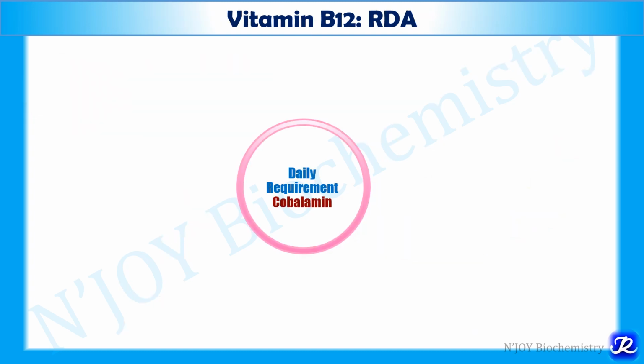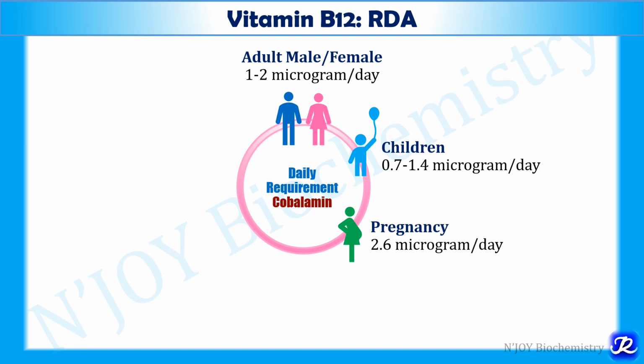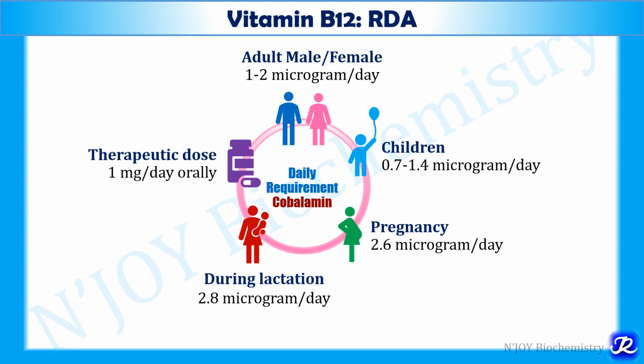What is the recommended dietary allowance for vitamin B12? In adult male and female, the RDA is 1 to 2 microgram per day. In children, it is about 0.7 to 1.4 microgram per day. Its requirement increases in pregnancy. It is 2.6 microgram per day. And during lactation, it is about 2.8 microgram per day. Therapeutic dose of vitamin B12 is 1 milligram per day orally.